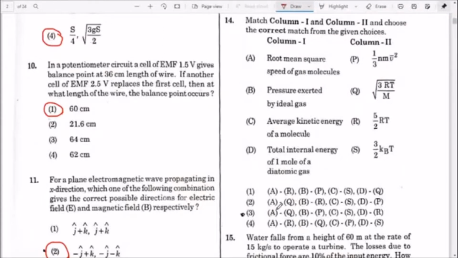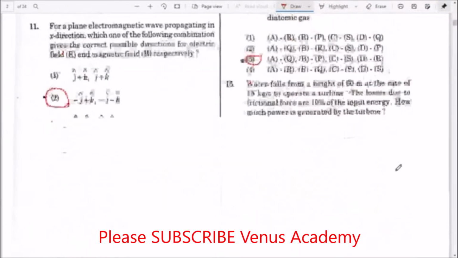So option number 3, which says A is Q, that is root mean square speed of gas molecules is Q, and B is P, and C is S, and the total internal energy of 1 mole of a diatomic gas is 5 by 2 RT. Next, question number 15.